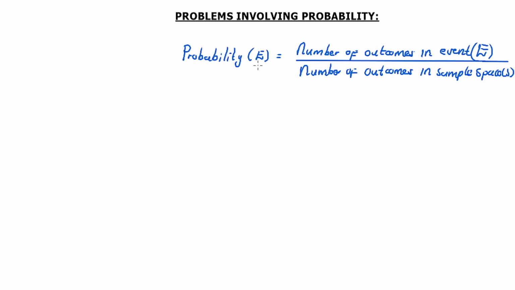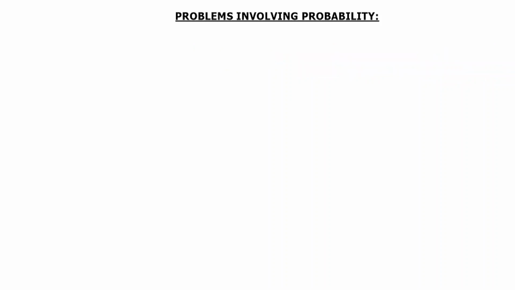Okay, this is the formula for a probability. The probability for any event, let's say E, it's the event. So the probability for event E is equal to the number of outcomes in event E divided by the number of outcomes in the sample space, or the total number of outcomes. So this is the formula for probability. The probability of event E is equal to the number of outcomes in event E divided by the number of outcomes in the sample space. This is the probability formula.